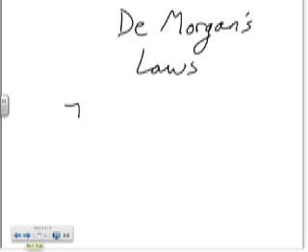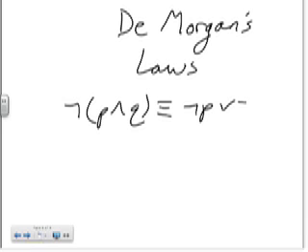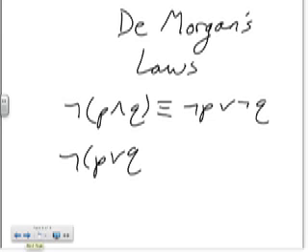For the eighth law, these are known as De Morgan's laws. They are defined as being not P and Q is equivalent to not P or not Q. And along the same lines, not P or Q is equivalent to not P and not Q.